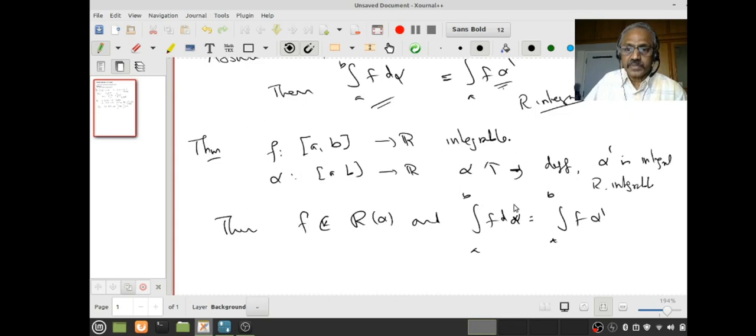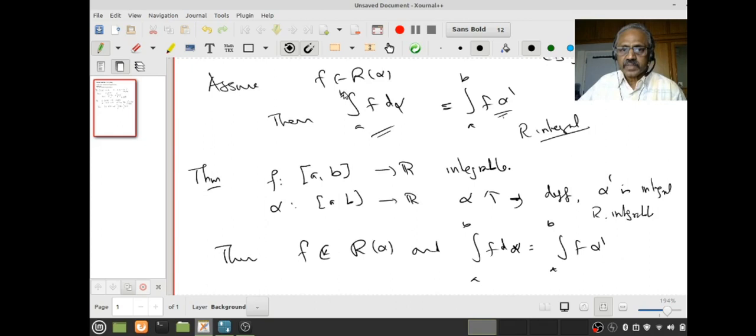Part of the claim is that the left side makes sense as well. Whereas in the last theorem, we assumed this makes sense; here we are concluding it makes sense. In the last version we assumed f is alpha integrable. In this version, we are going to prove f is alpha integrable. And the equality looks the same, but the hypotheses are slightly different.